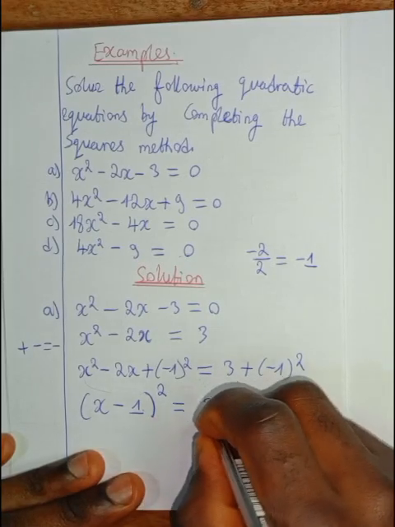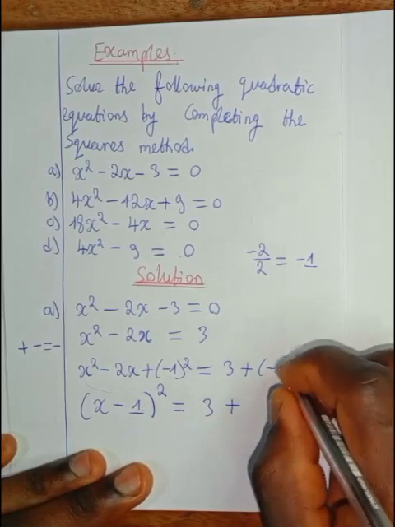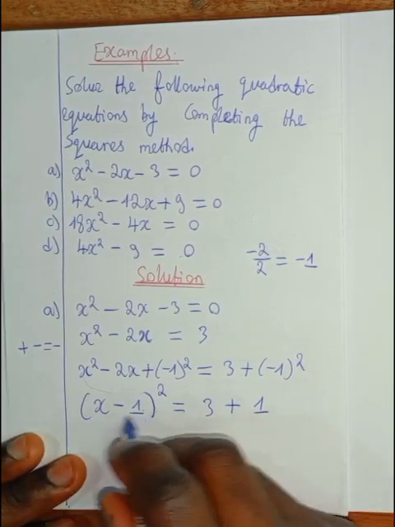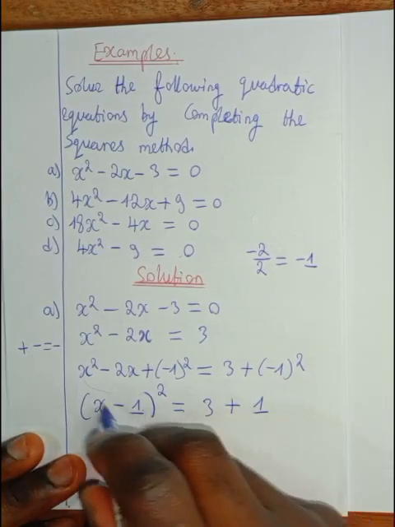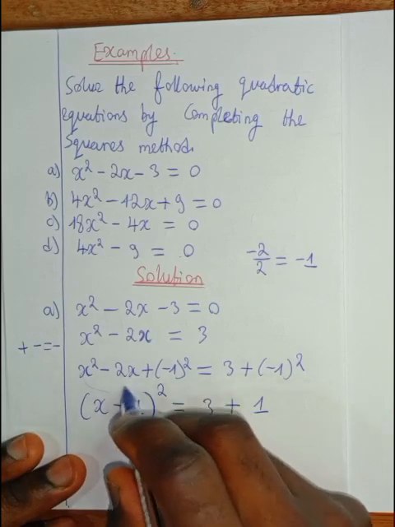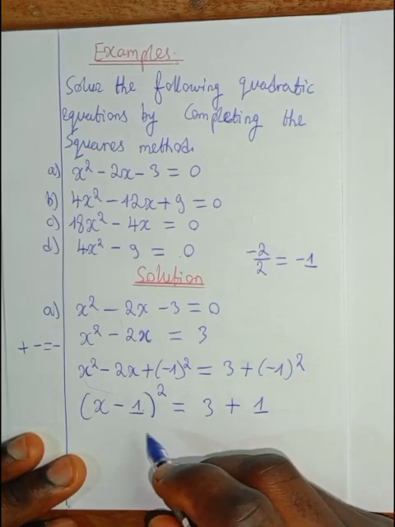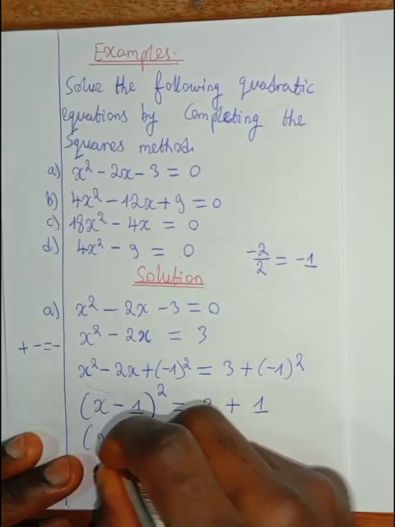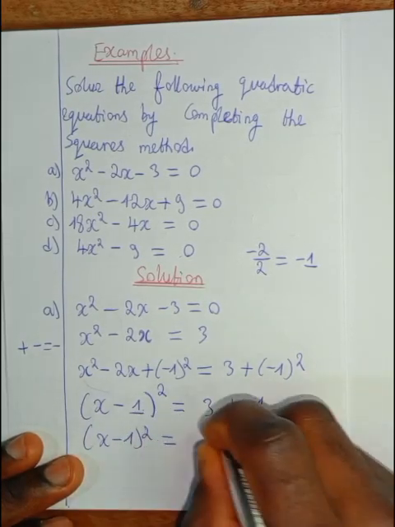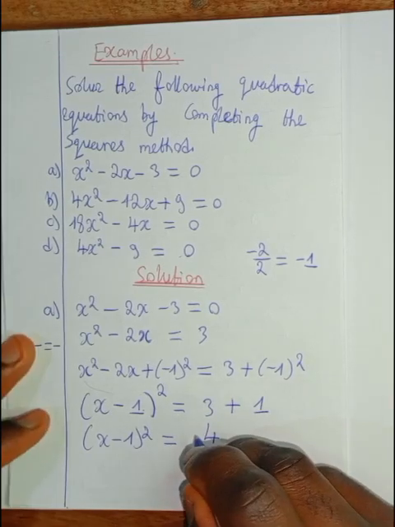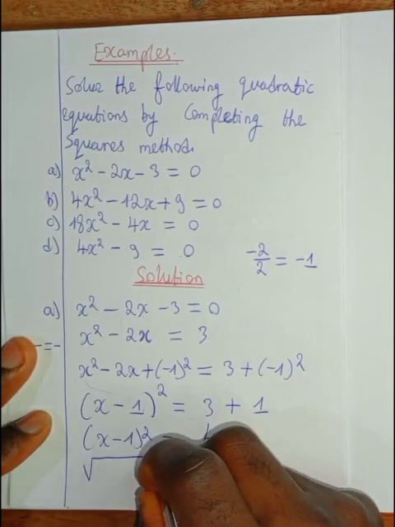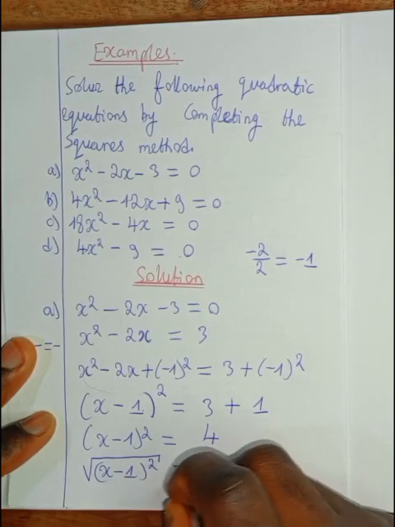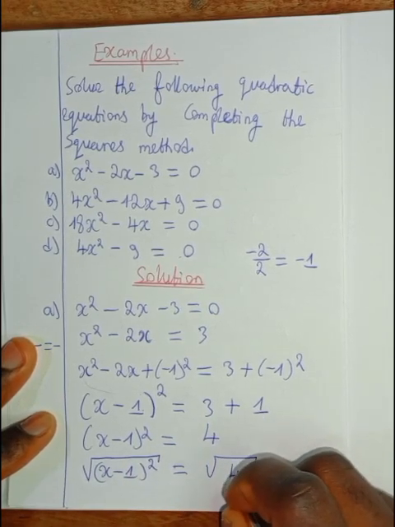This will be equal to 3 plus negative 1 squared gives us 1. If you expand what we have in this bracket, you obtain x squared minus 2x plus negative 1 squared. This will give us x minus 1, all this squared is equal to 4. Next step, we are going to take square roots on both sides. Square root of x minus 1 squared is equal to the square root of 4.